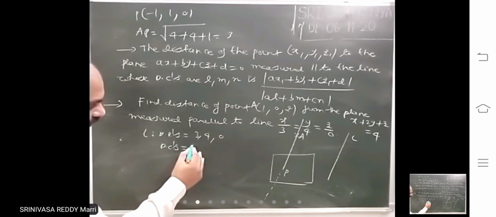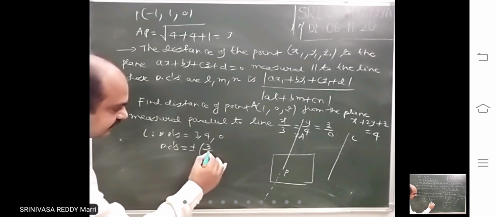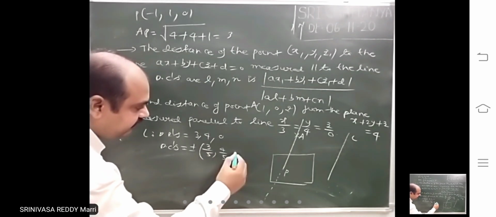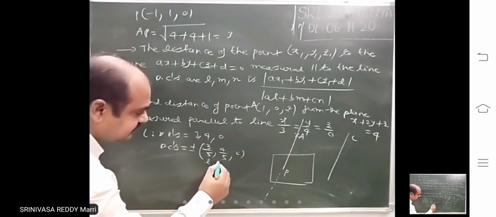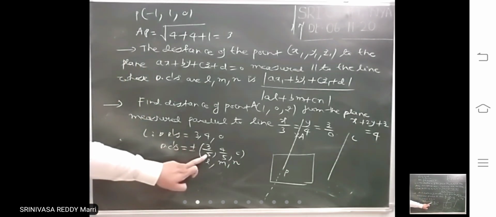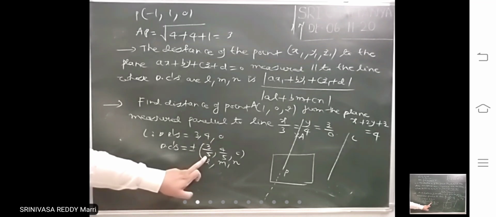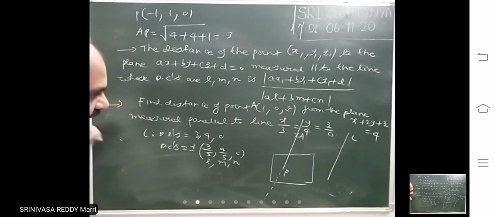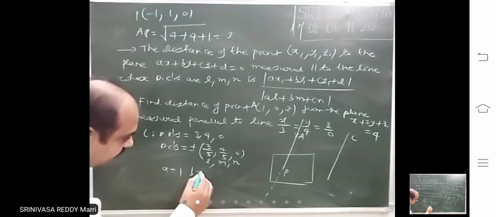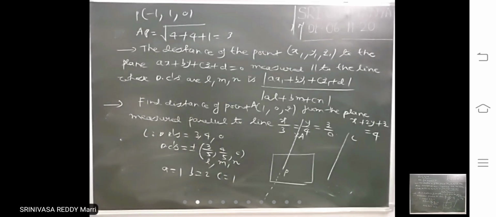DCs are what? Plus or minus, you take either plus or minus anything. 3 by 5, anything you can take, 4 by 5, comma 0. This is L, this is M, this is N. DCs of the line you calculate. Don't use these DRs, use DCs. Now for the plane, A equal to 1, B equal to 2, C equal to 1. Now use the formula.